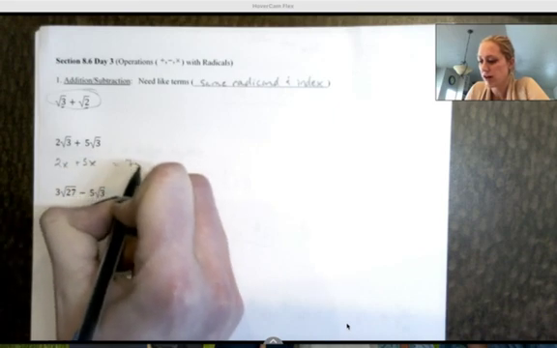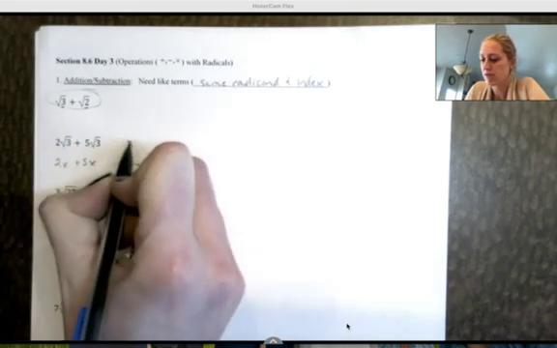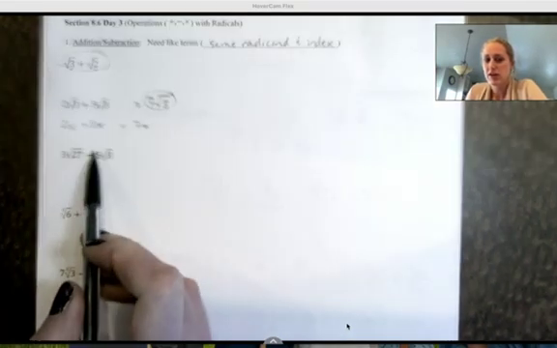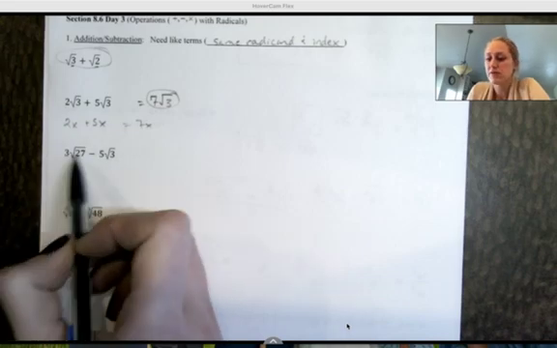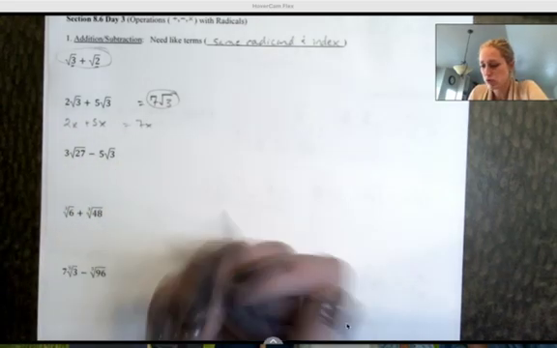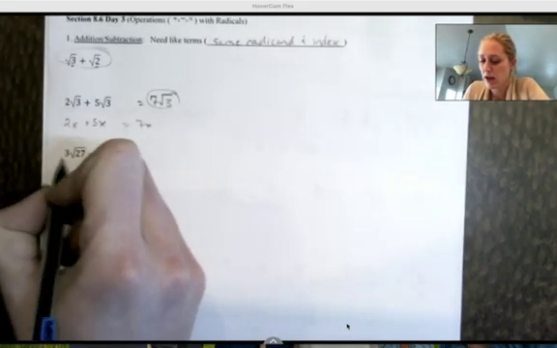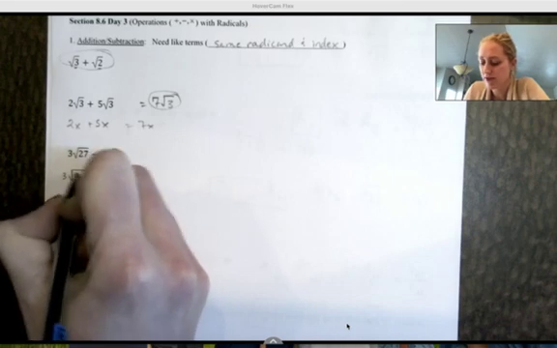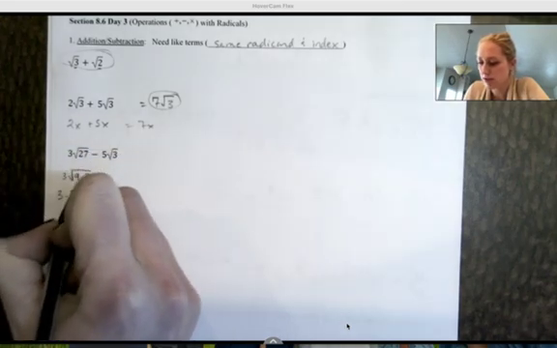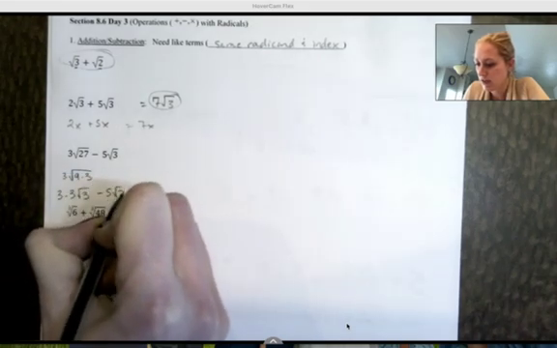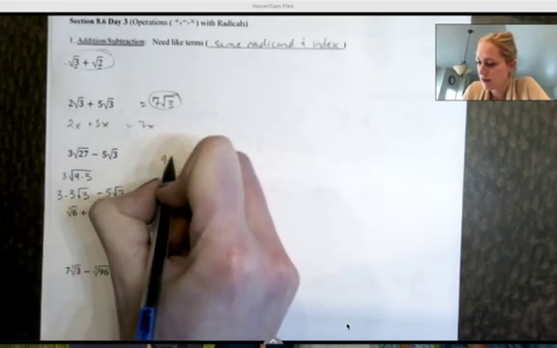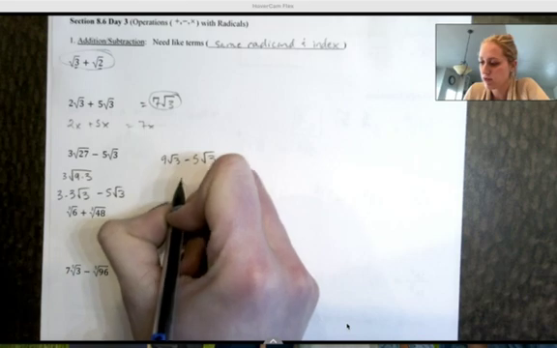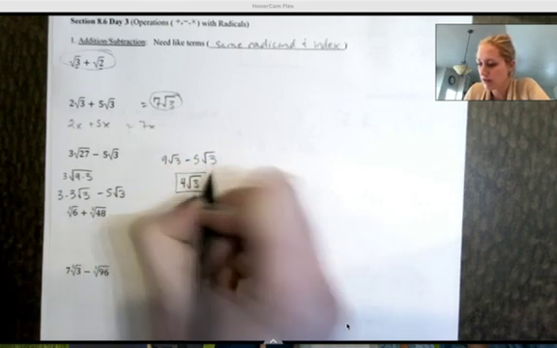Now, if they do have the same radicand, this is just like adding 2x plus 5x. That equals 7x, right? So similarly, I just add the 2 and the 5, and the square root of 3 part stays the same, okay? Now, if they don't match, but you can simplify a square root so that it will match, then you can do the subtraction. So 27, I could break into 9 and 3, right? So square root of 9 is 3, so I get 3 times 3 minus 5 root 3. So I would end up with 9 root 3 minus 5 root 3. These match, so 9 minus 5 is 4, and then I keep the square root of 3 the same.